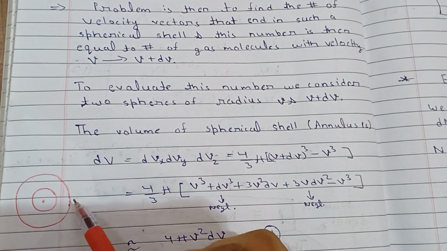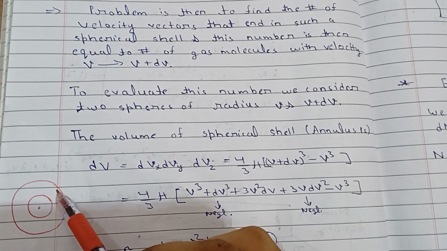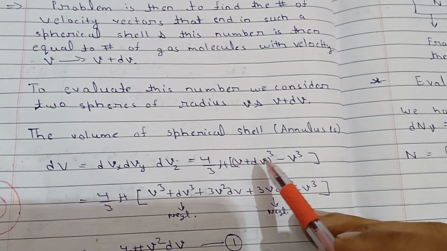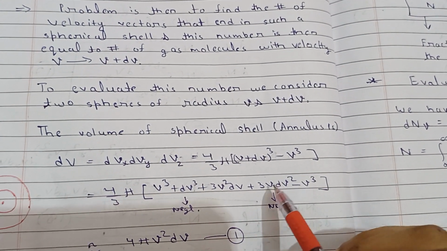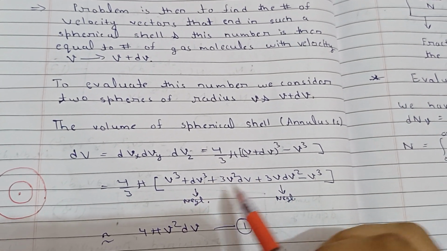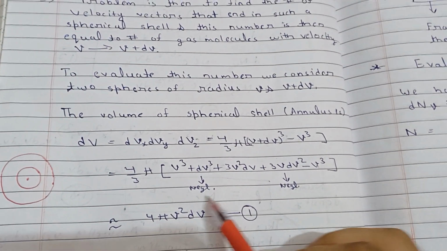This is 4 upon 3 pi r cubed, which is v plus dv, and this is v, so it will be 4 upon 3 pi (r plus dr) cubed minus r cubed. So this term will be neglected, this term will be neglected, and this will cancel out. You will get 4 pi r squared dr. Now this is your volume element.